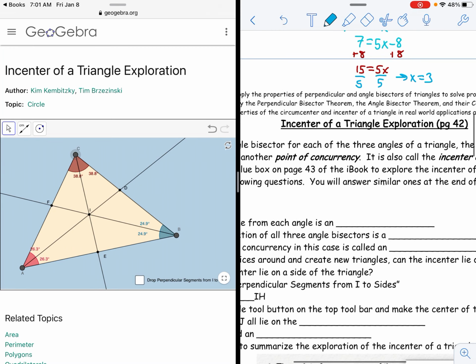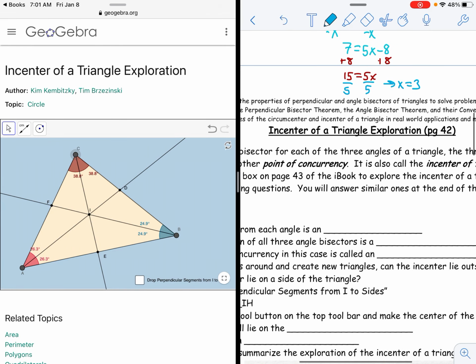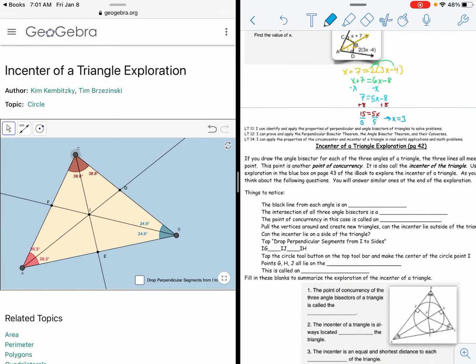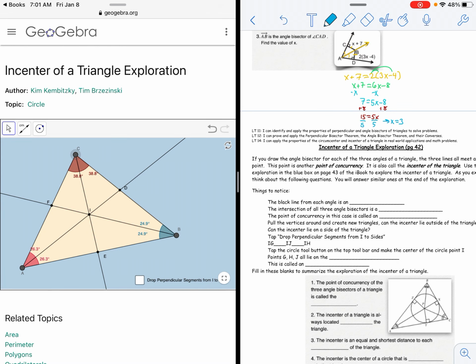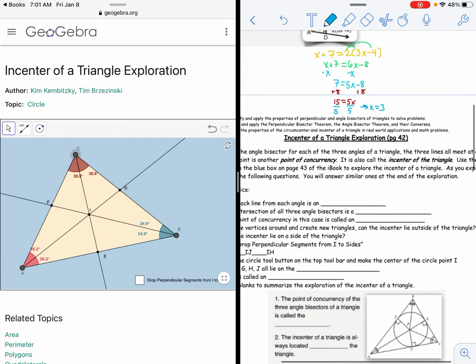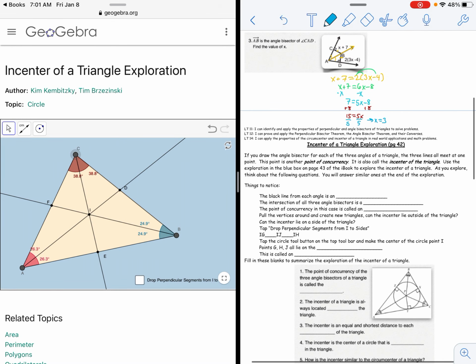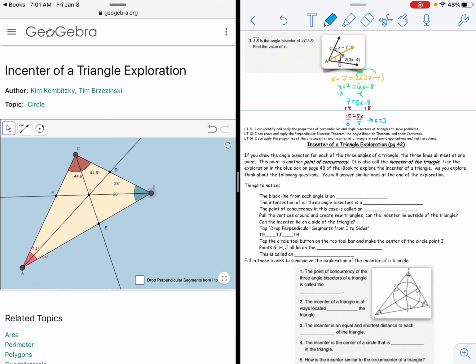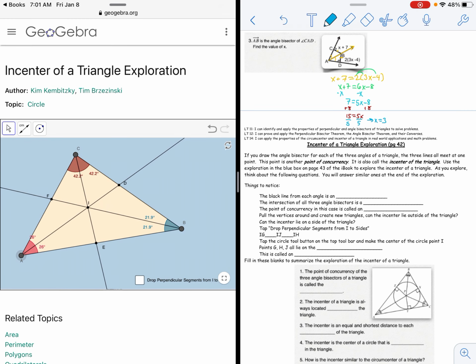All right, so now we have a triangle. This is from the iBook, if you want to ever play around with it yourself. The incenter of a triangle exploration, right? If you draw the angle bisector for each of the three angles of a triangle, the three lines will all meet at one point. And if you look over to the left on GeoGebra, look at this triangle.